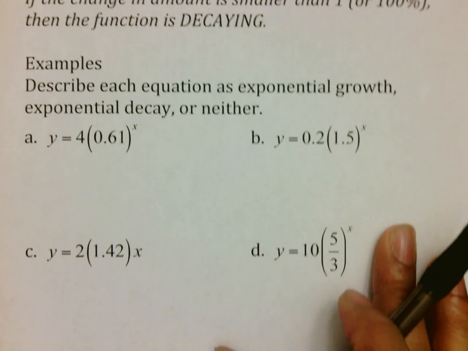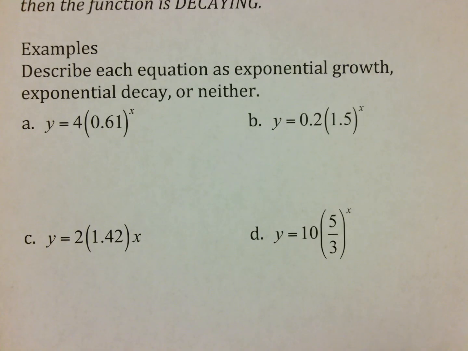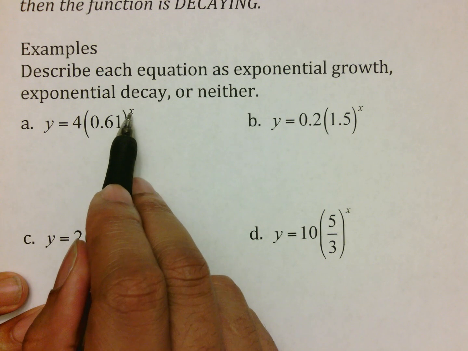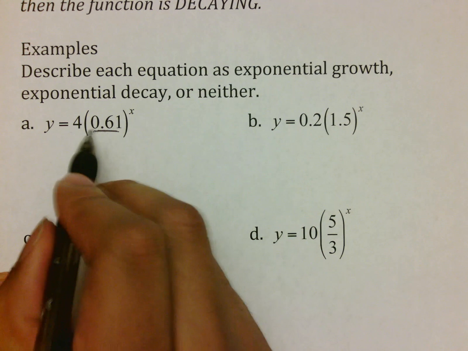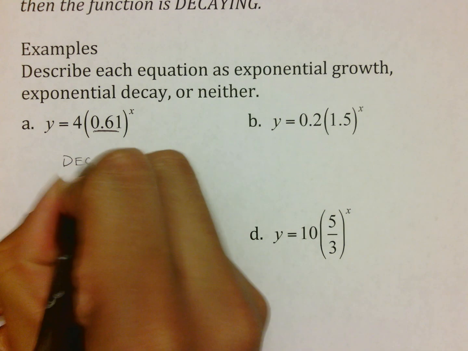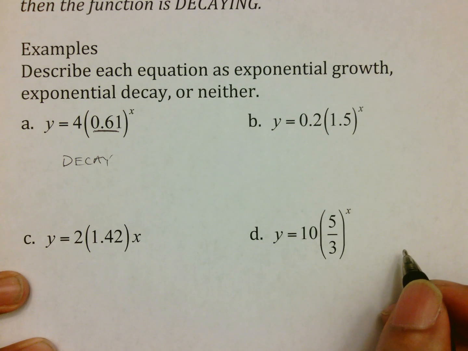So let's look at these examples real quick before we move to one more type of problem. It's going to say describe each equation as exponential growth, exponential decay, or neither. You just have to first make sure it's exponential. Notice that the x is in the exponent, which is good. Now we focus on the growth factor, which is this number here. We see that it's smaller than 1, and so this would be decay. And that's all you're going to be asked to do.